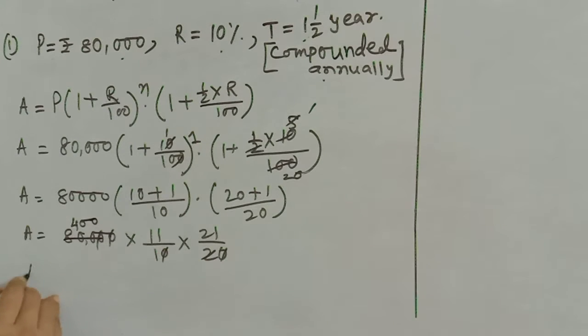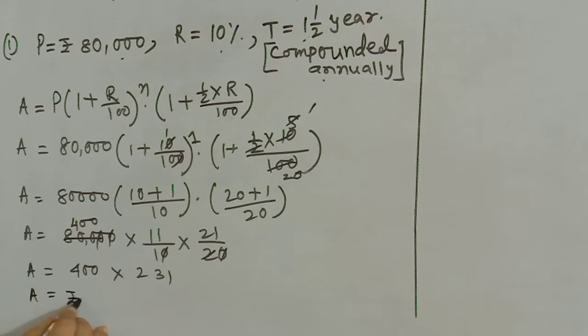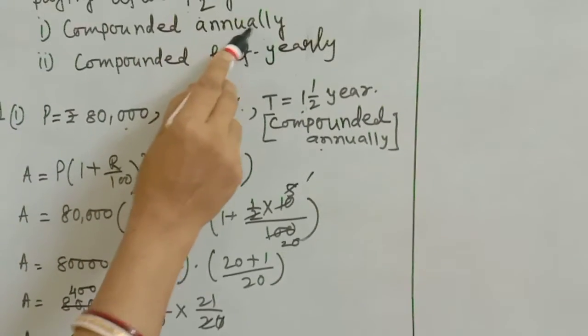Now multiply this. Amount is equal to 400 into 11 into 21, which is 231. Now multiply this by 400. Amount is equal to rupees, multiply this by 4 and 2 zeros you will give here. 4 1 is 4, 4 3 is 12, 1 carry, 4 2 is 8, 9. So 92,400 is the amount for the first case when compounded annually.